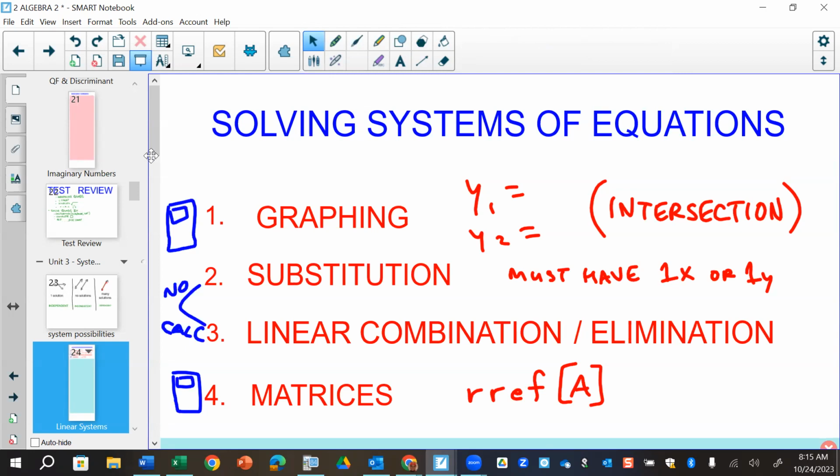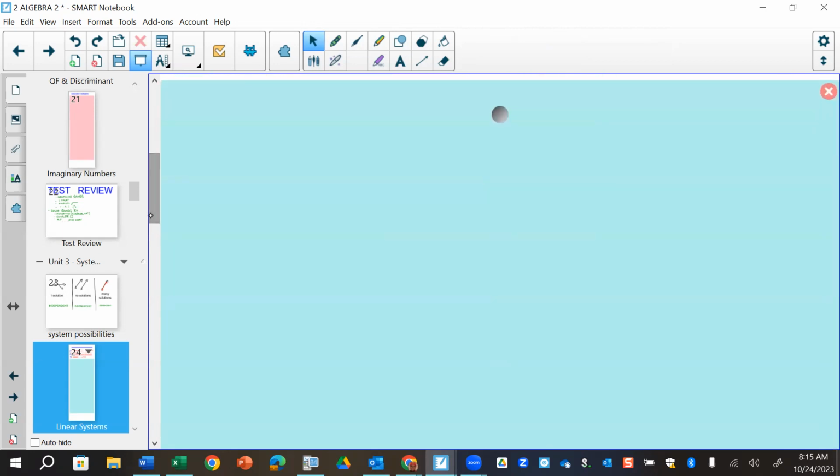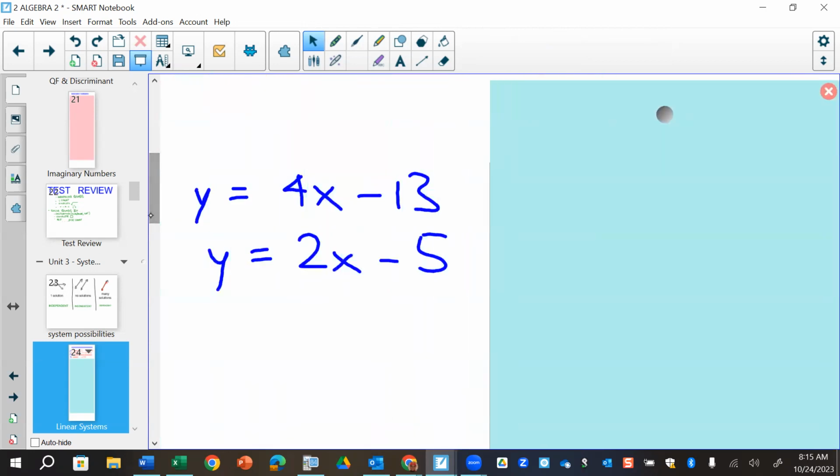So here it is, our problem of the day. There's your system, copy it down. And I guess let's go graphing method. Would you do this without a calculator? Yeah, but this is definitely a good one for the calculator. What do you have to do to any of these before they're ready to put in the calculator? They've got to say what? Y equals. So this is going in Y1. This is going in Y2. Do that now.